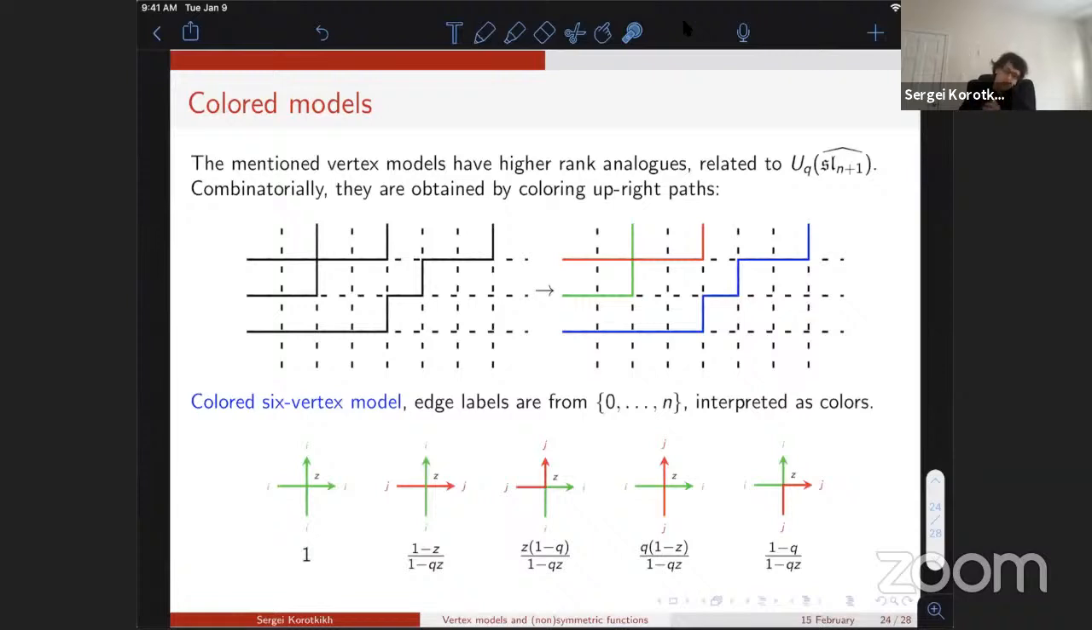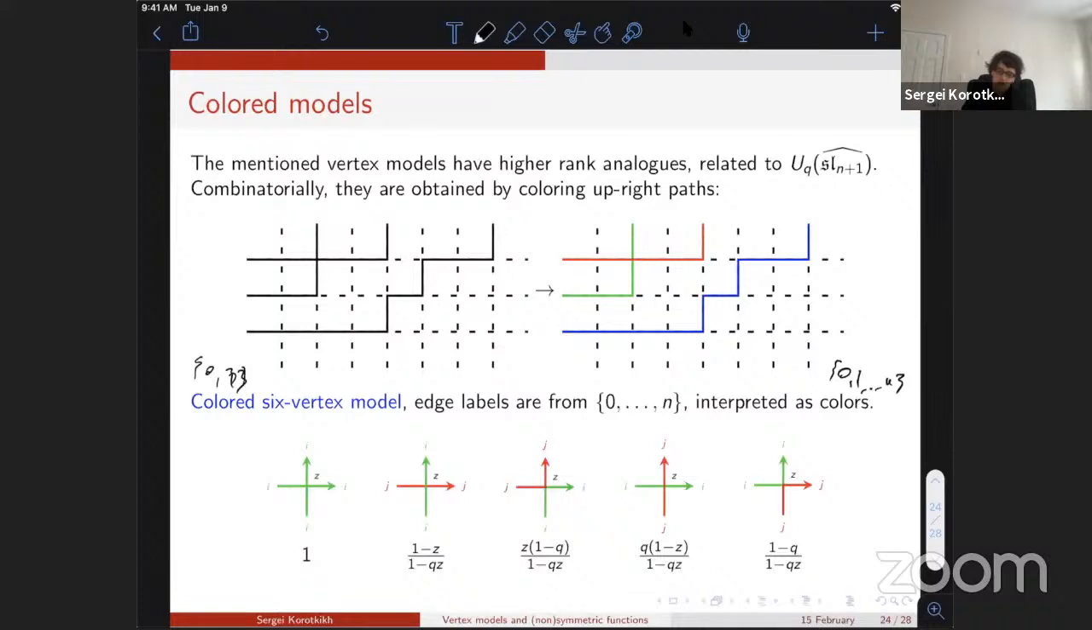But instead we can consider more general algebras, higher rank algebras. And it turns out that the corresponding vertex models can be interpreted as colorizations of the UQSL2 models. Namely, instead of having labels, for example, from zero to one, in the more general case, we'll have labels from zero to n, which we can interpret as colors.